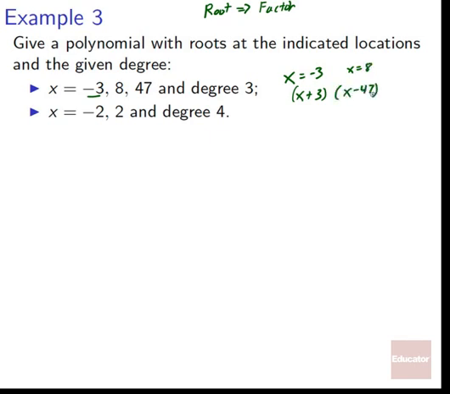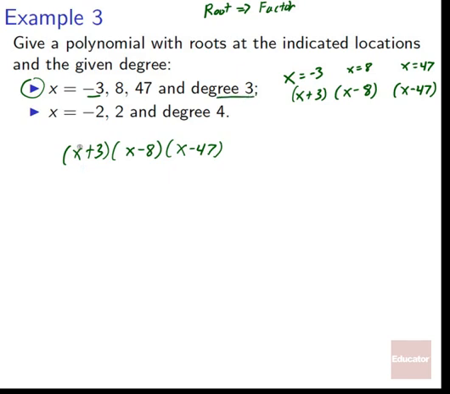Whoops, sorry, I accidentally read the wrong one, read forward one. Sorry about that, x minus 8. And then finally, if we had x equals 47, we'd have x minus 47 as our factor. So those 3 things together, we've got x plus 3 times x minus 8 times x minus 47. And that right there is a polynomial. We know it has degree 3 because we've got x times x times x. That's going to be the largest possible exponent we can get on our variable.